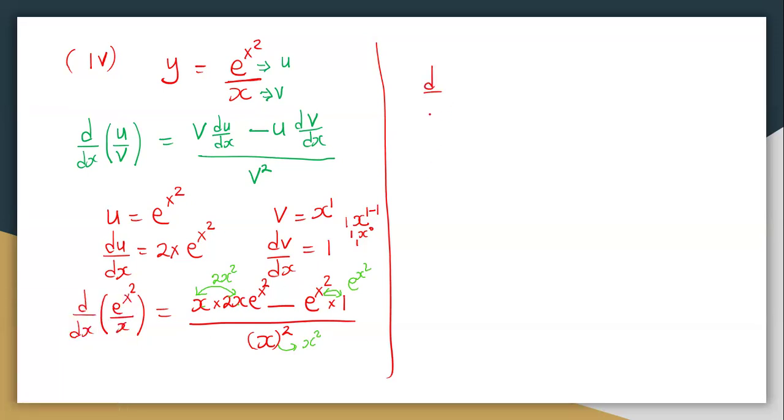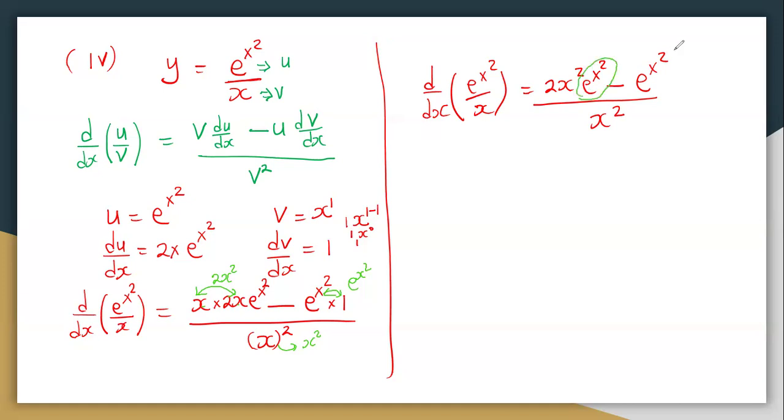So meaning that our d/dx of e^(x²) out of x is going to equal 2x² e^(x²) minus e^(x²), everything out of x². Now here, we have almost reached our final answer. But when you look at it very well, you can easily tell that this one and this one are common factors. So you can simplify it by factoring them out.